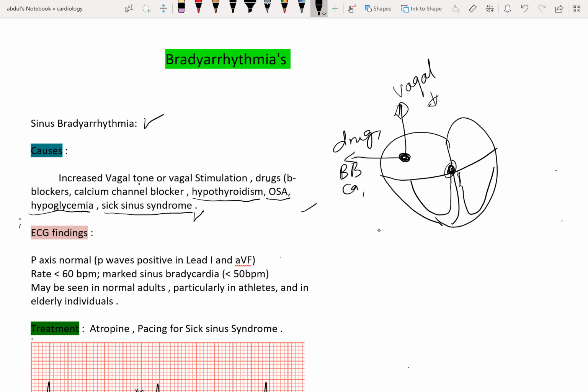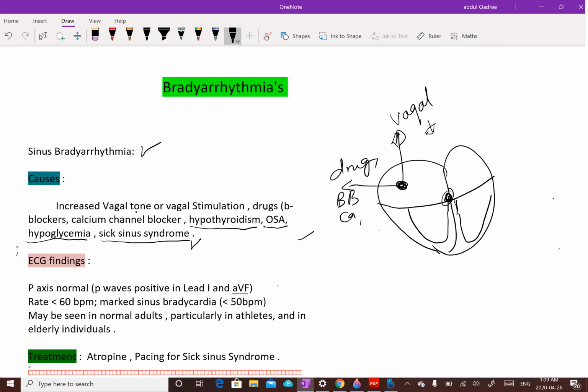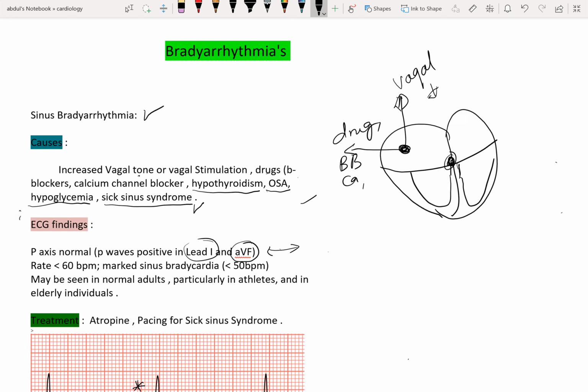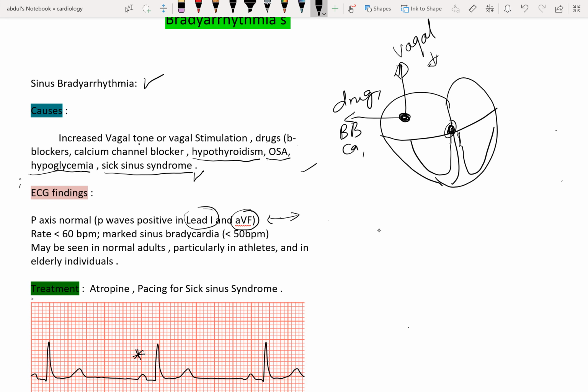What are some ECG findings? Now when we go to the ECG findings, there's a normal axis. To have a normal axis, we have to have a positive P wave in lead aVF and lead 1. So that's a normal axis. So in sinus bradyarrhythmia, you have to detect that the axis is normal in order for it to be referred to as sinus bradyarrhythmia.